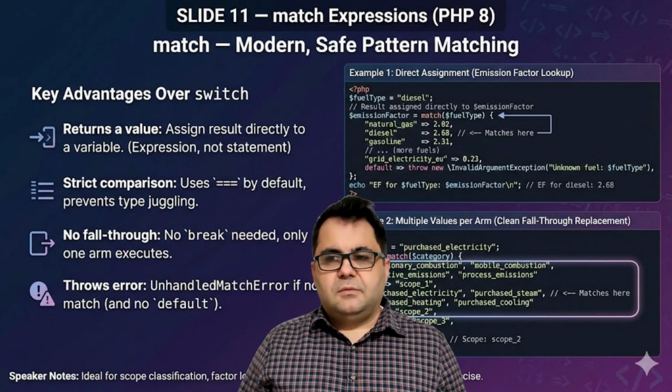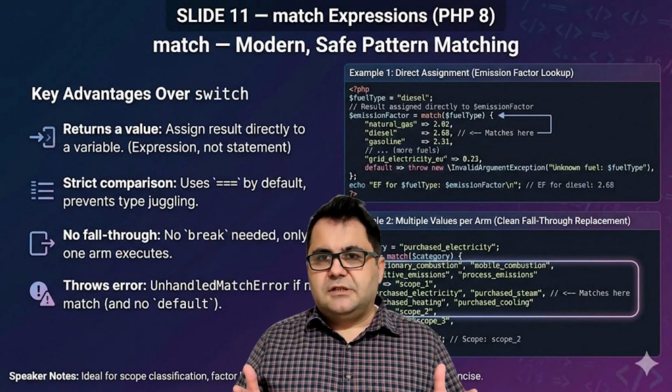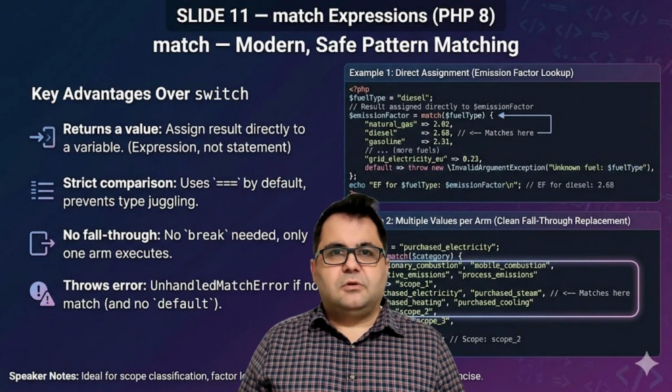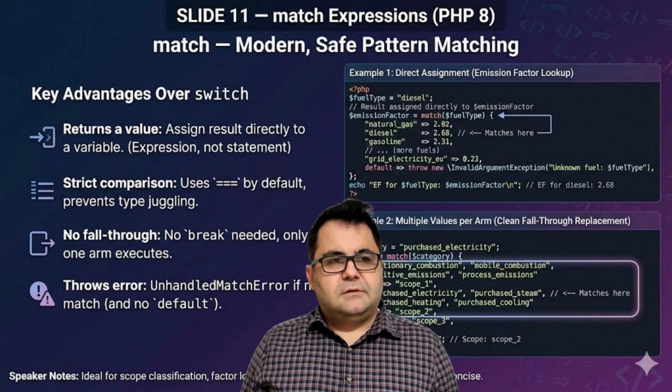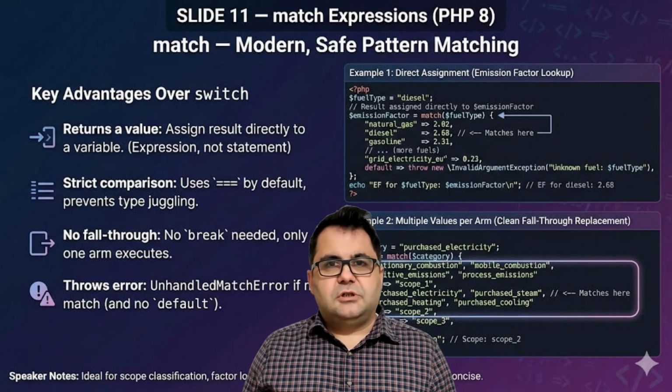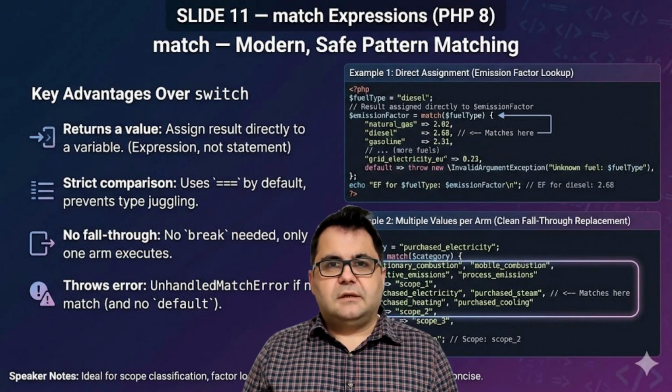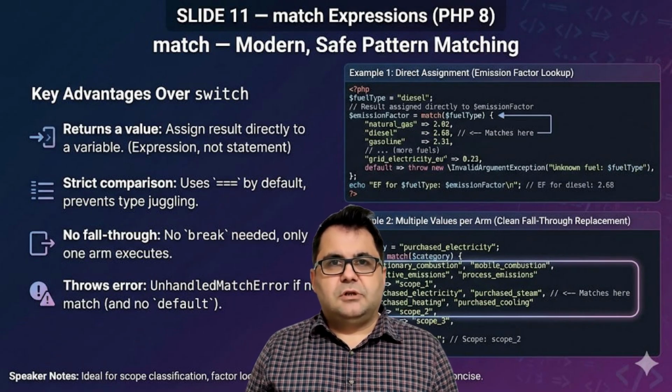For our platform, match is perfect for scope classification, emission factor lookup, and status mapping. Notice how multiple values can share one arm using commas. This replaces switch fall through cleanly.